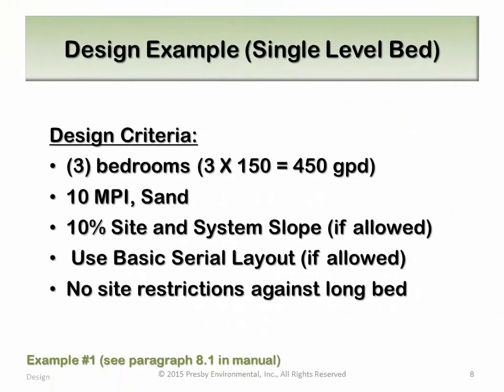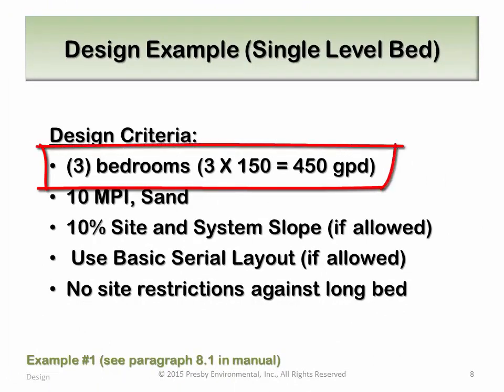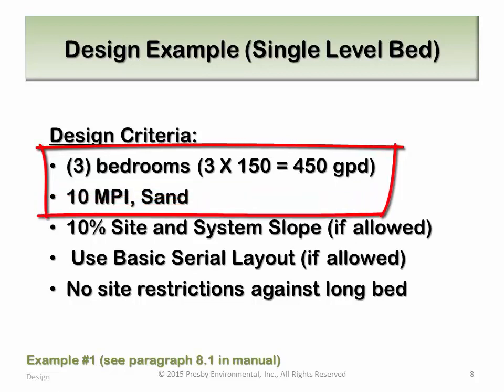Let's work through a design example taken from the manual. We'll use a daily design flow of 3 bedrooms at 150 gallons per day per bedroom. This results in a daily design flow of 450 gallons per day total. The soil is a fine single-grain sand and has been assigned a percolation rate of 10 minutes per inch, which translates to a soil loading rate of 6.74 gallons per day per square foot, found in Table A.